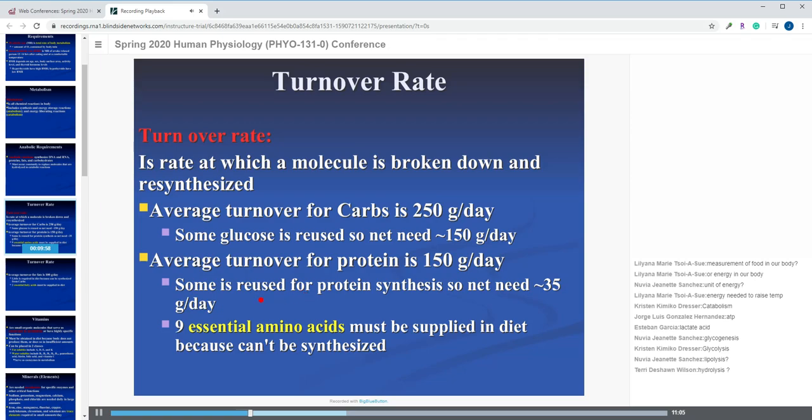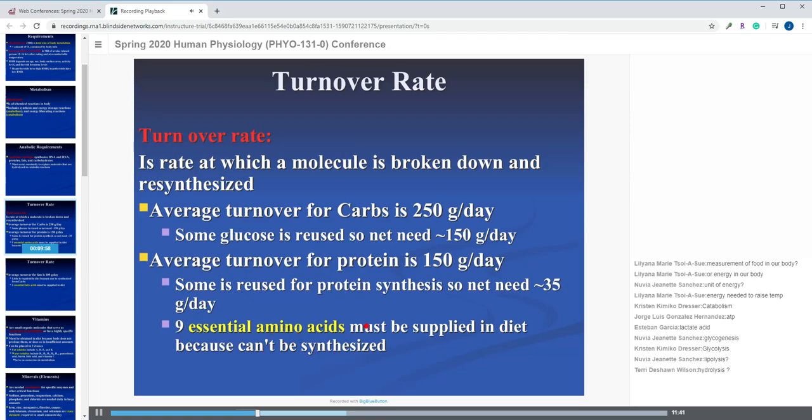There are 9 essential amino acids. They are known as essential amino acids because our body does not produce or synthesize these. So these amino acids we obtain in our diet. We do not have genes in our body that will synthesize those amino acids.